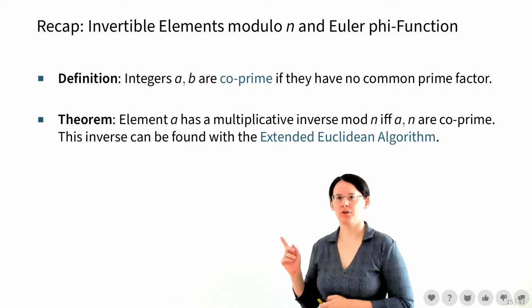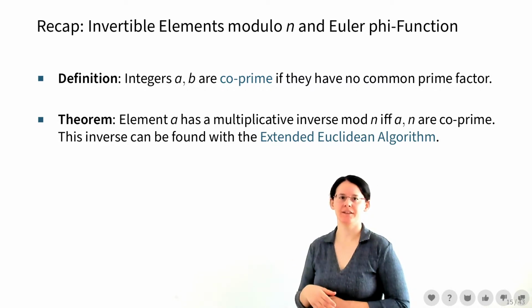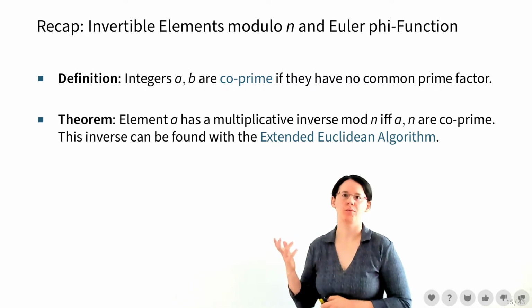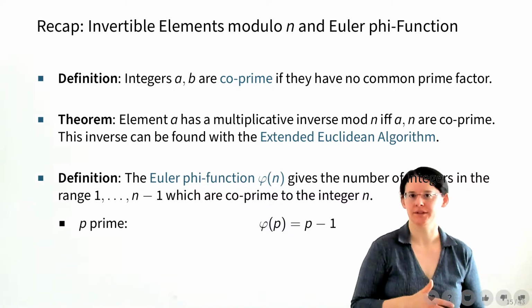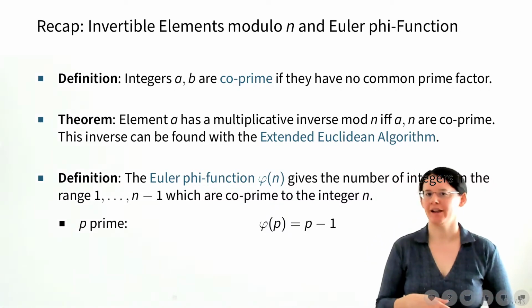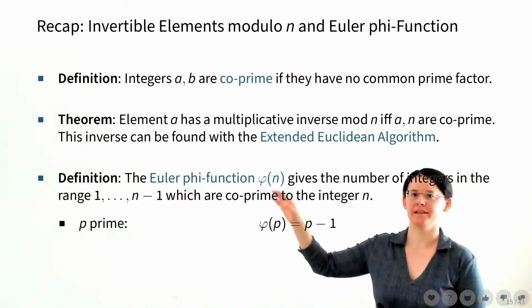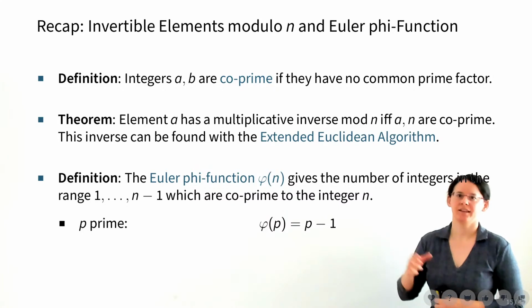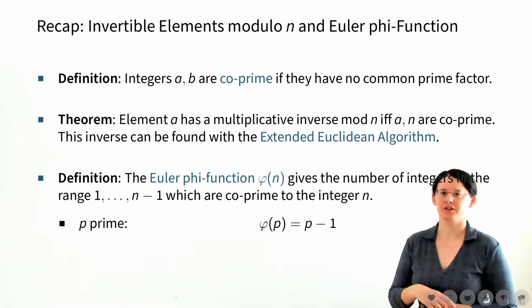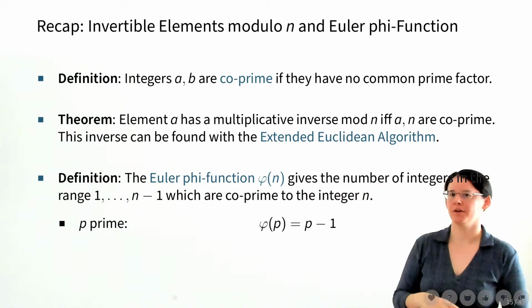Okay, so that gives us a criterion for when a number has a multiplicative inverse. And of course, that also tells us something about how many numbers are in the set. But to be a bit more precise and to give a name to the size of the multiplicative set, we have a function that does that. This function is called the Euler phi function, denoted by this little phi of n. If the input is n, then the output of this function is the number of integers in the range of 1 to n minus 1 which are coprime to n. In other words, that's the number of numbers which are invertible modulo n.